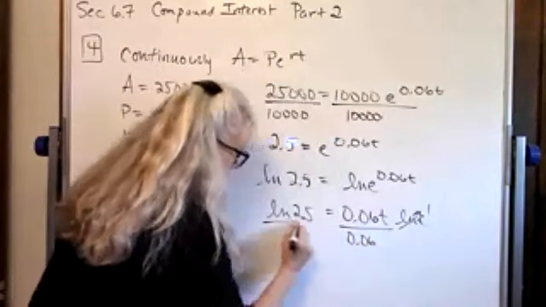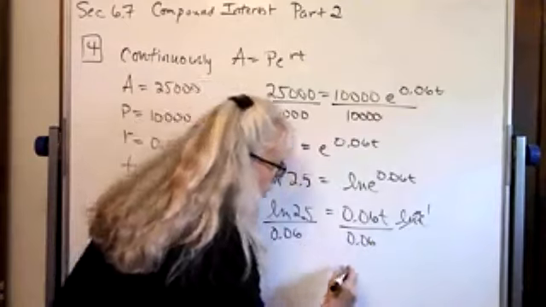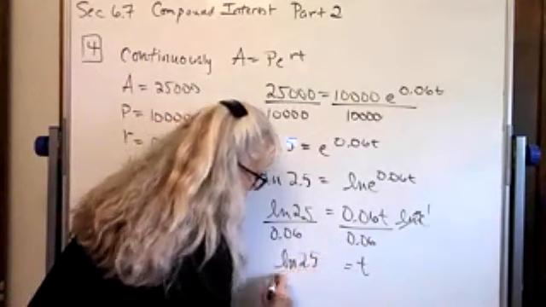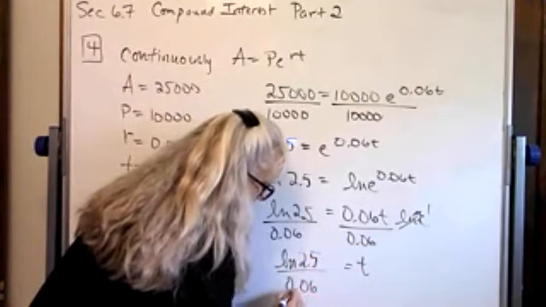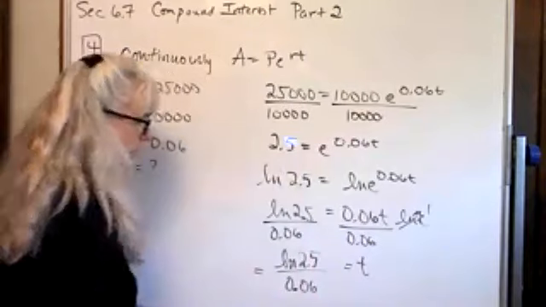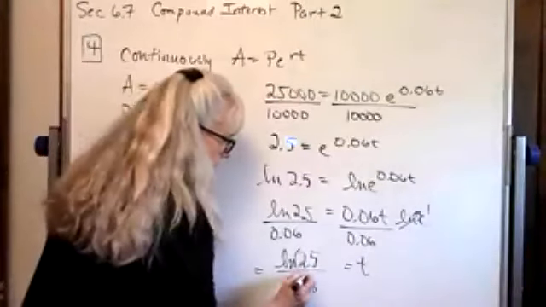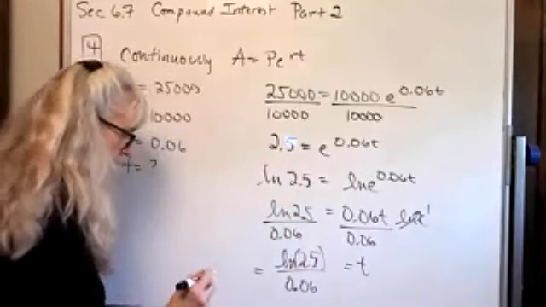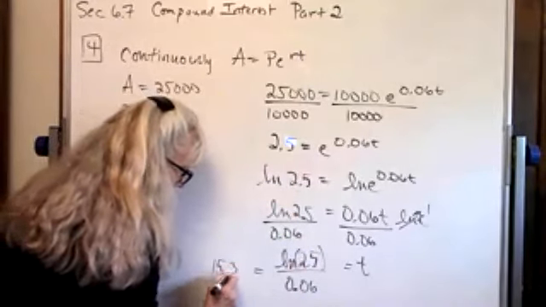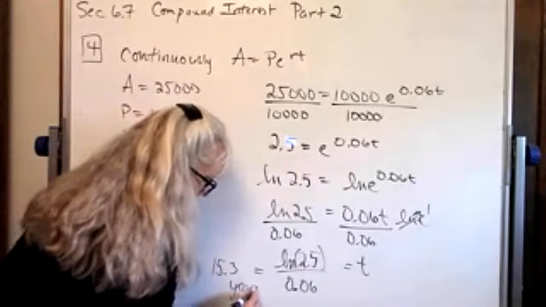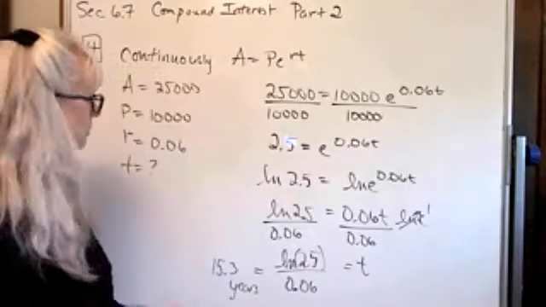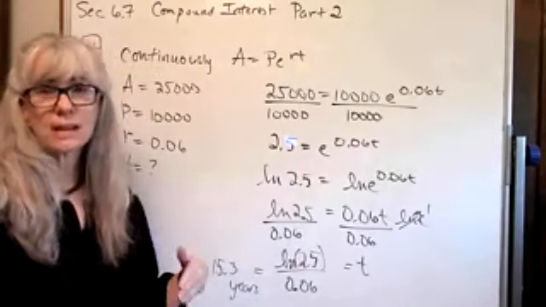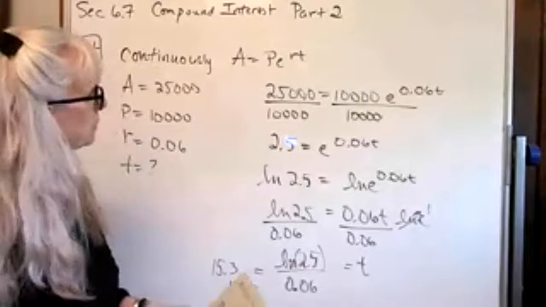And once you've done several of these, you'll see that there's definitely a rhythm or pattern to it. So our final answer is going to be whatever the natural log of 2.5 divided by 0.06 is. So we'll head to our calculators. Take the natural log of 2.5. Watch out if it puts a parenthesis there. Make sure you close that parenthesis before you divide by 0.06. And what you should get is 15.3, and that would be in years. So if we invest at 6% compounded continuously, it'll take about 15 years for 10,000 to grow to 25,000. So it takes a while.